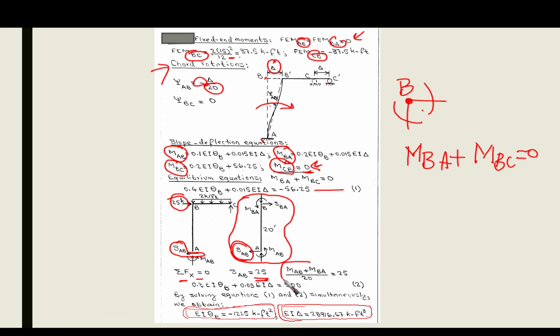And then you can find that this would be the equation for you. If you take the moment at point B for the free body diagram, you're going to find that MAB plus MBA equals 25, which is SAB, times 20, which is the height. That's it. This is the second equation. So you have the first equation, second equation, and then you can solve and get theta B and delta easily.